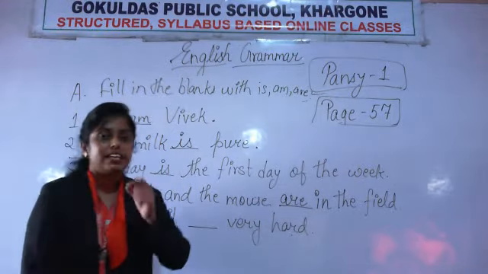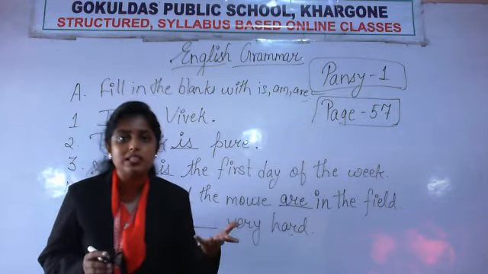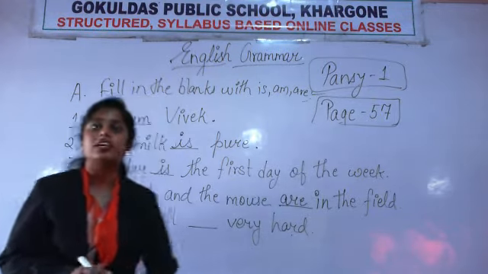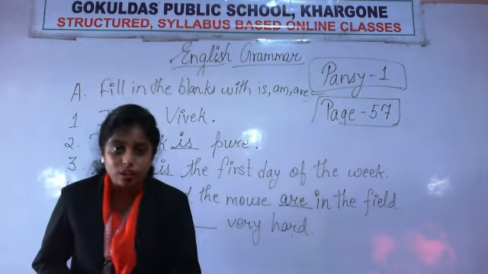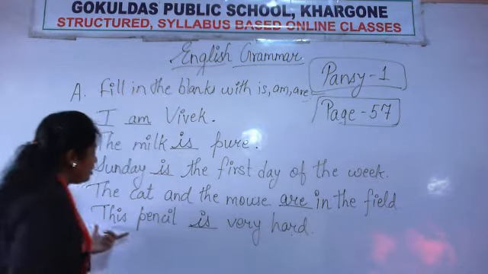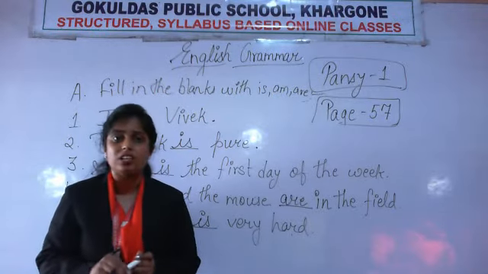This pencil, ये pencil. Okay, इधर एक ही pencil की बात हो रही है. अगर ज़्यादा pencils की बात हो रही होती तो we would have written pencils. Here we are talking about only one pencil. That means our subject is singular, right? And with a singular subject we use "is". This pencil is very hard. ये pencil बहुत hard है.